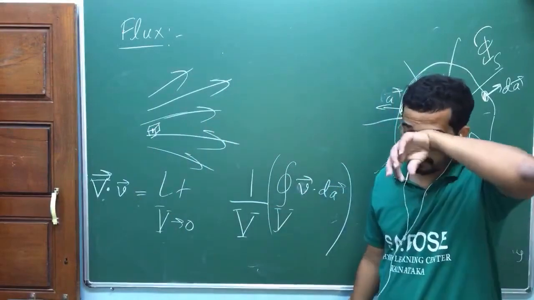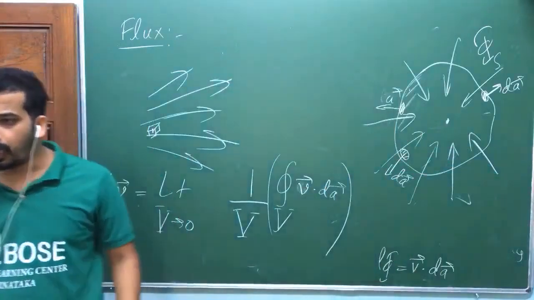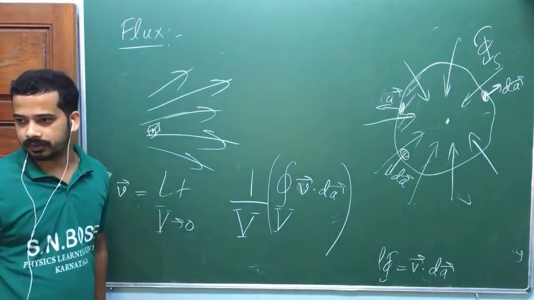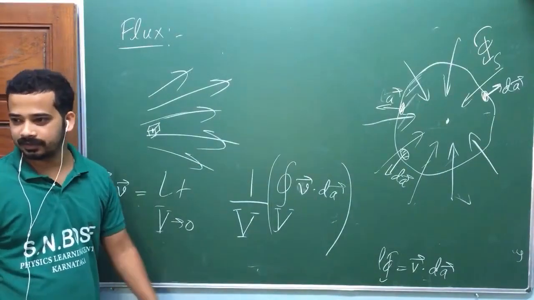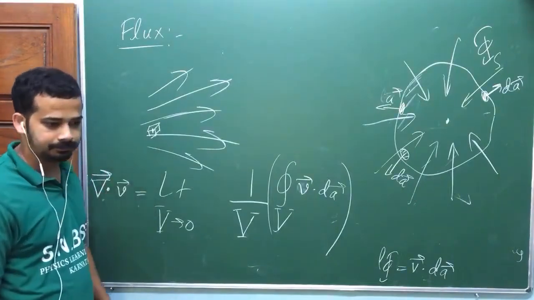So that infinitesimal volume will be seen as a point. Again, it is not exactly a point, it is tending to a point. That's what we do in calculus. Am I right? Limit. Is that okay? It is an infinitesimal volume.